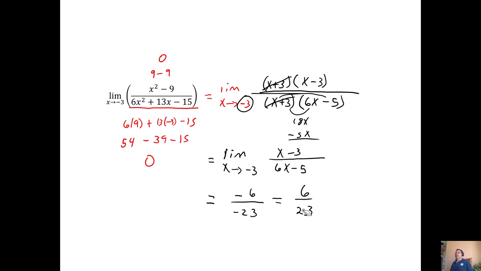And this again is why we don't want to find limits by just making tables or just making graphs, or tables and graphs, because the exact value of this 6 over 23 would be difficult to get out of a table or a graph. But by doing this analytically, algebraically, not so bad.